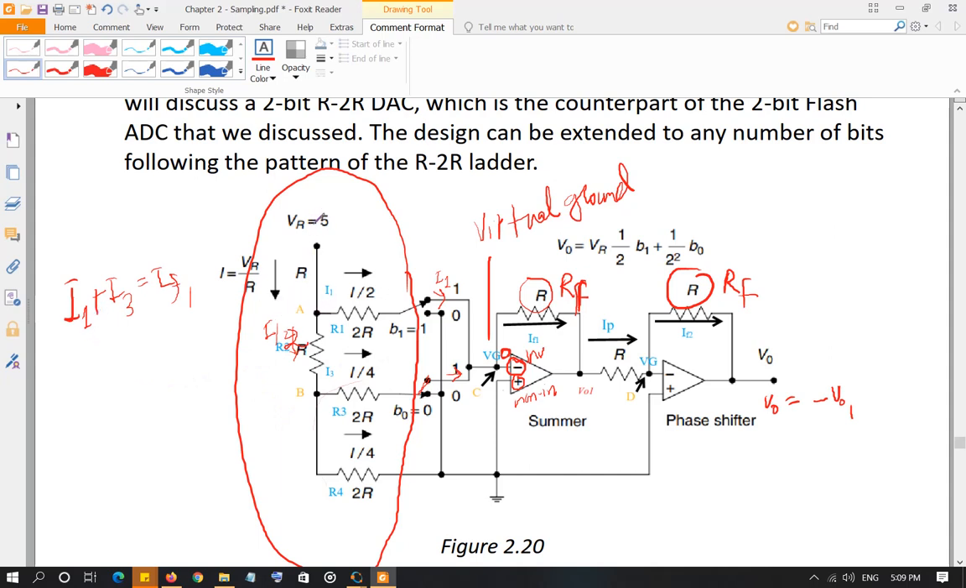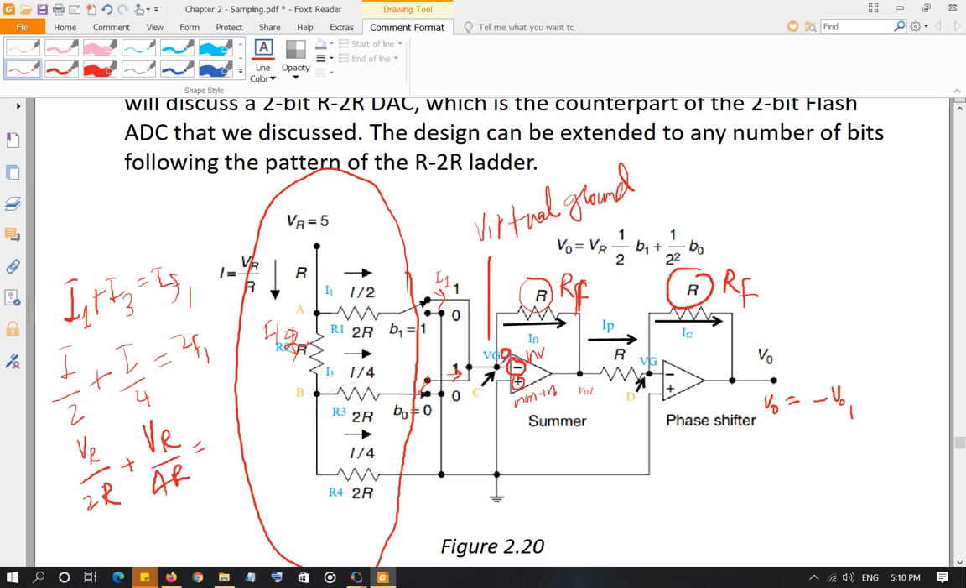Voltage here, which is VR. So VR, or I don't have to go to the voltage actually. I1 plus I3, we know I1 is I by 2. So this is my I by 2 plus I by 4 equals IF1, right? So what is I? I is VR over R. So we put VR over 2R plus VR over 4R equals, what is IF1?